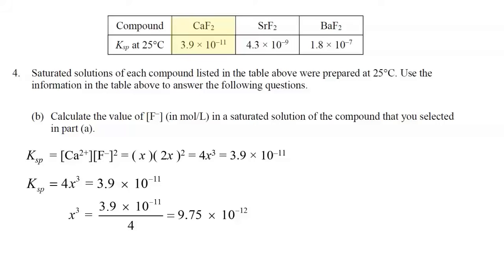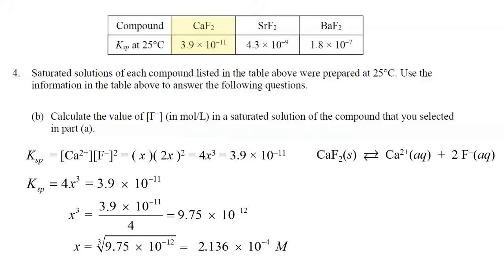So if x cubed equals 9.75 times 10 to the negative 12, let's take the cube root of that number. So the cube root of 9.75 times 10 to the negative 12 is equal to 2.136 times 10 to the negative 4 moles per liter. Now, just because we solved for x on our calculator does not necessarily mean that we have arrived at our final answer. Remember that the equation for the dissolution of solid calcium fluoride produces 1 mole of calcium ions, but 2 moles of fluoride ions.